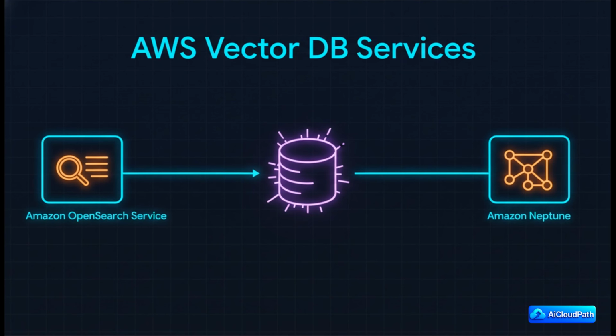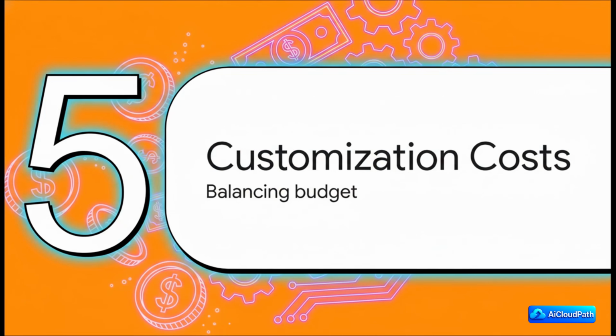Now, for your exam, you absolutely positively need to know which AWS services can pull this off. So just remember, Amazon OpenSearch Service and Amazon Neptune are your go-to choices for handling these powerful vector embeddings.